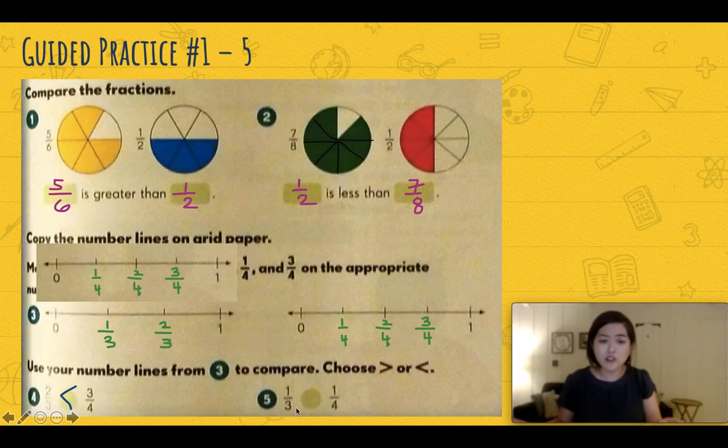Now let's compare 1/3 and 1/4. 1/3 is here, 1/4 is here. So 1/4 comes before 1/3. 1/3 comes after 1/4, so 1/3 is greater than 1/4.